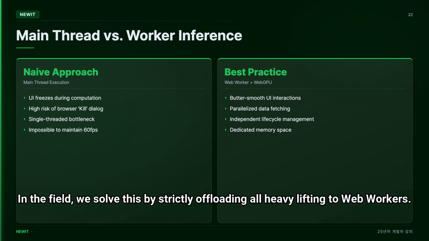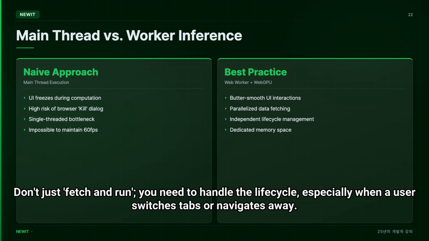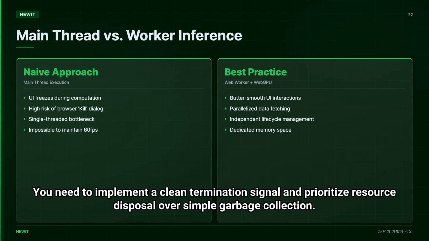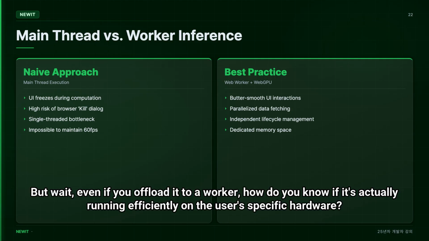In the field, we solve this by strictly offloading all heavy lifting to web workers. You should treat your WebGPU context as a background service. Don't just fetch and run, you need to handle the lifecycle, especially when a user switches tabs or navigates away. If you don't manage the worker properly, you end up with zombie GPU processes that drain the user's battery even after they close your app. You need to implement a clean termination signal and prioritize resource disposal over simple garbage collection. This is the difference between a toy project and a professional-grade browser application.